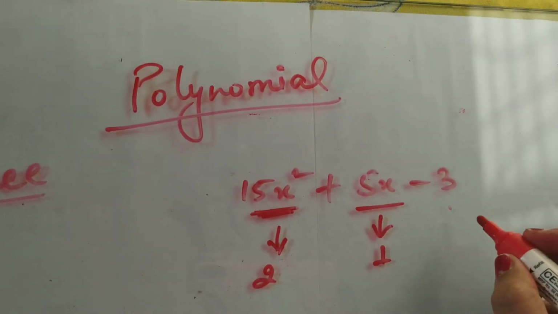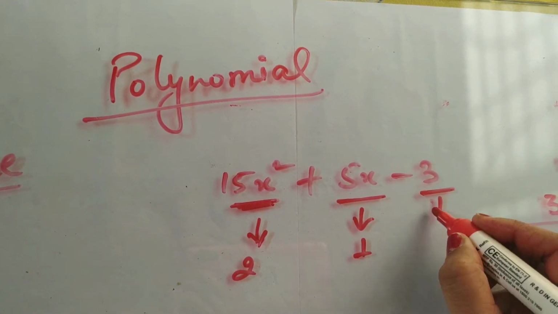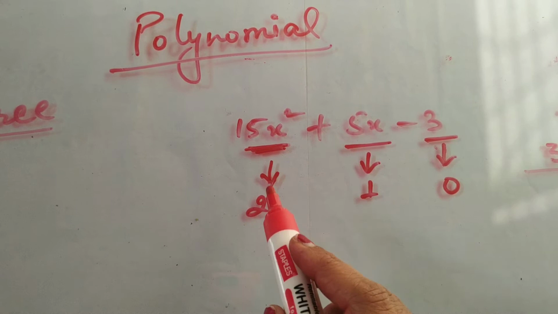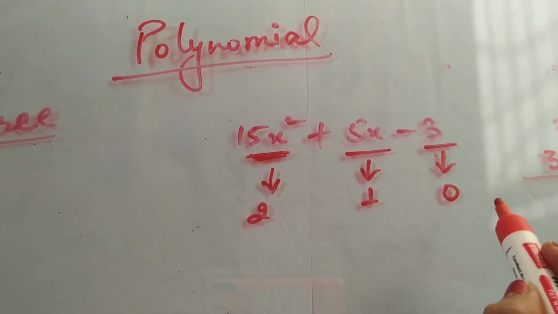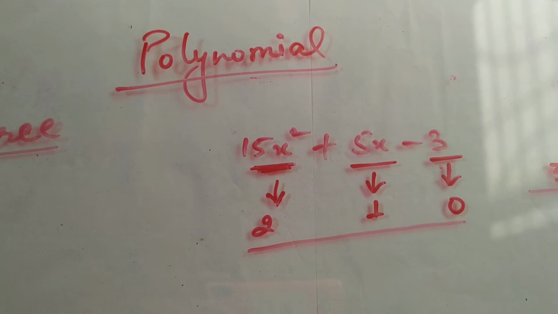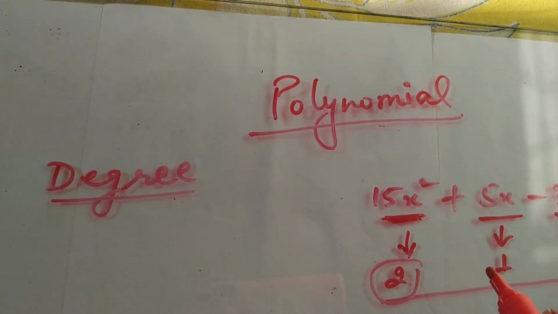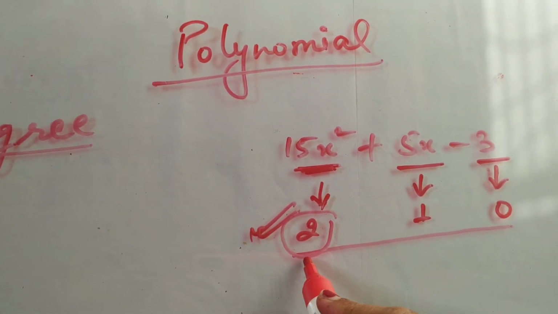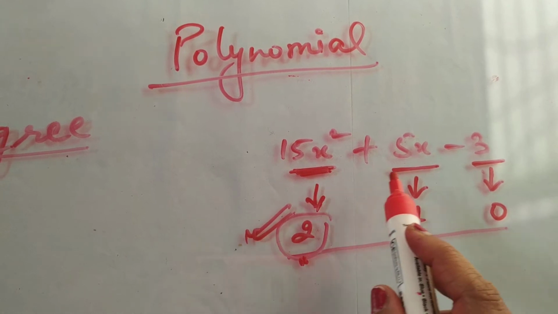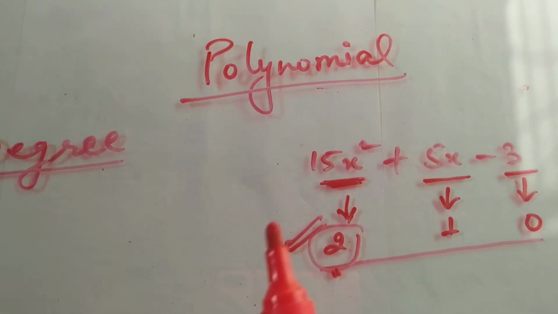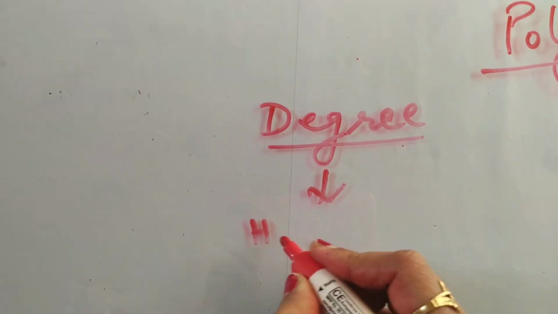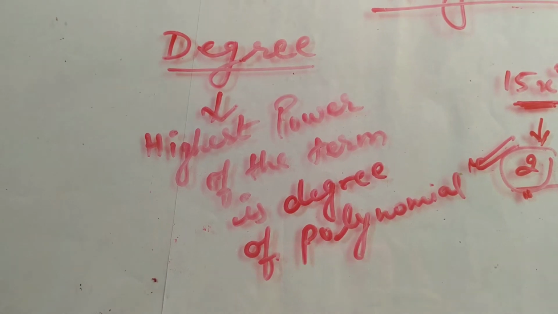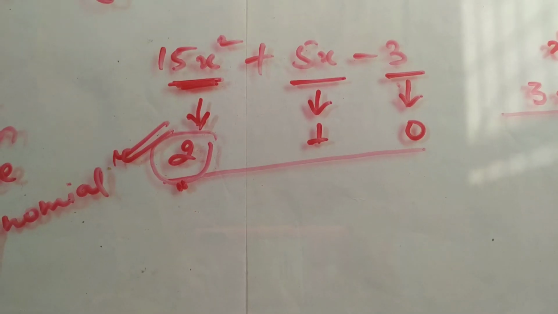That means here x is present and the power of x is 0. The powers of the terms are 2, 1 and 0. What is the maximum among them? The maximum is 2. So the degree of the polynomial is 2. That means the highest power of the term is known as the degree of the polynomial. The highest power of the term is the degree of the polynomial.